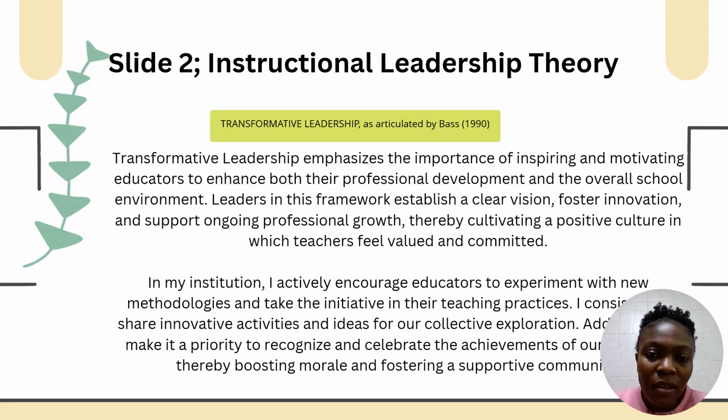The second theory is transformative leadership, as articulated by Bass 1990. It focuses on the importance of inspiring and motivating educators to enhance both professional development and the overall school environment, which cultivates a positive culture. For example, in my school, I encourage teachers to try new teaching methods and take initiatives.